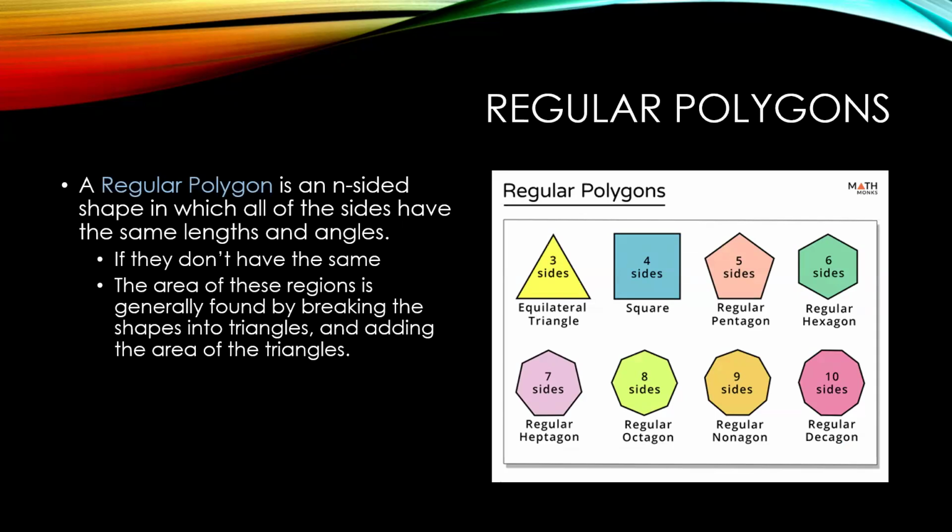For regular polygons, that's polygons which have the same side length and equal angles all around. We have an equilateral triangle, a square, a pentagon, a hexagon, a heptagon, an octagon, a nonagon, a decagon, and we can just keep on going. A lot of different names for them all. In general, if you need to find the area, you're just going to break it down into triangles. If you want to find the perimeter, just add up all the sides.